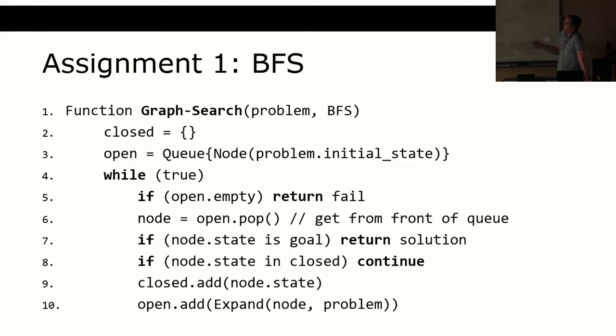But down here, in JavaScript, open.pop gets something from the back. Okay? So that would be a stack. So open.pop would be DFS. And then open.shift in JavaScript would be BFS. It's literally like 4 characters of code difference between BFS and DFS. And I'll show you exactly where that goes in the assignment.